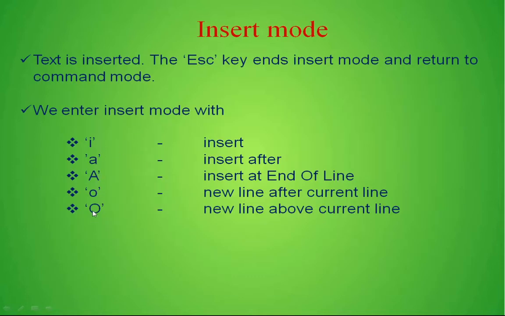But I want to write my program, so for that you have to enter into the input mode. These are the options. I is for insert. You want to insert some text, so you have to press I, then only you are able to write the text on the editor. A is insert after: if your file has some data, then after that you insert your content. Capital A is insert at the end of the line. Then O is new line after the current line, and capital O is new line above the current line. These are the options. We are going to see the execution.